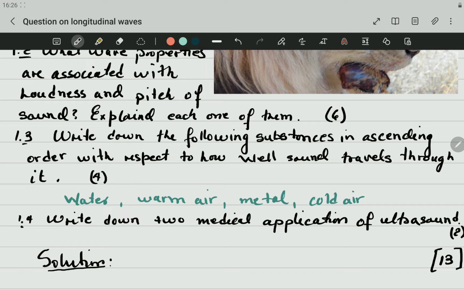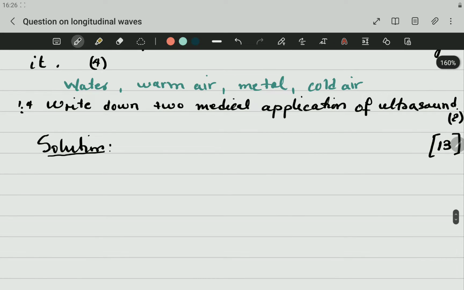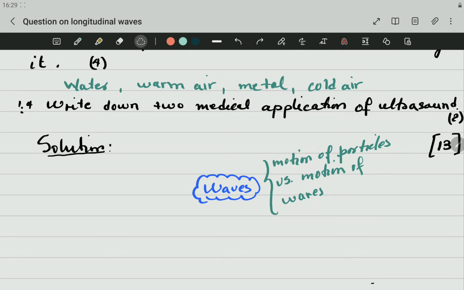Now, let's say what type of wave we have here. According to the way in which particles move with respect to the propagation of the wave, they can be classified as transverse. In the previous video, we talked about transverse wave, or longitudinal wave. So let's quickly separate them before we answer the question. We're going to classify waves in terms of the motion of the particles versus the motion of the wave.